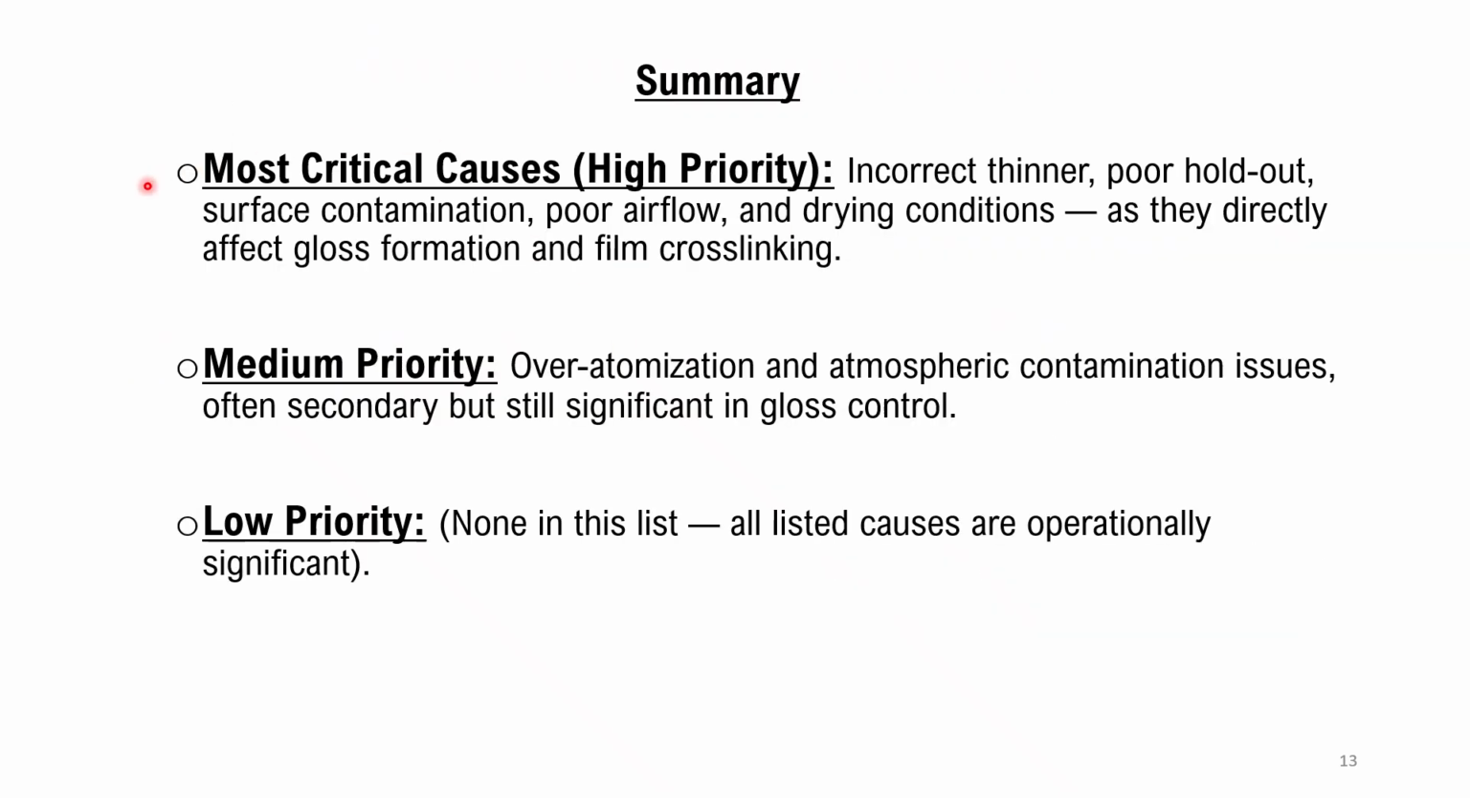Summary: most critical causes are incorrect thinner, poor holdout, surface contamination, poor airflow, and drying conditions, as they directly affect gloss formation and film cross-linking. Medium priority: over atomization and atmospheric contamination issues, often secondary but still significant in gloss control. Low priority: none in this list, all listed causes are operationally significant.